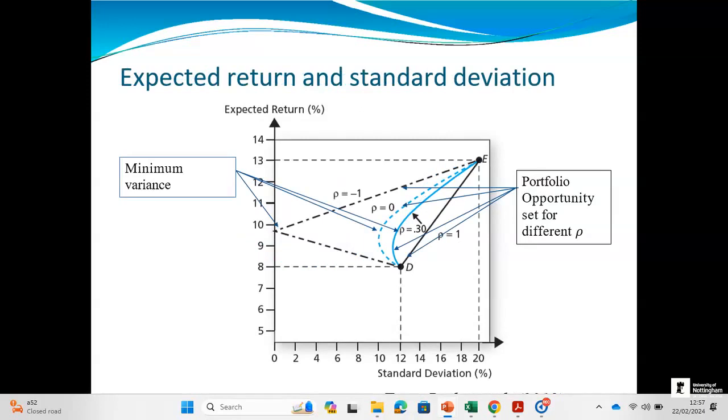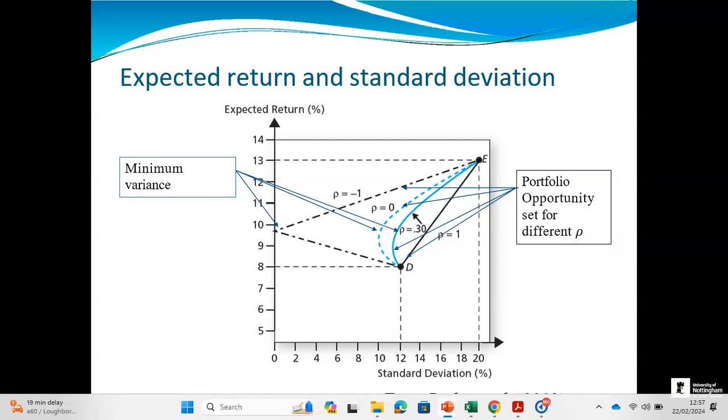Okay, so this is another way to look at the same thing. In the last session, I showed you the curve that shows the combination of all the portfolios that you can create given the number of assets that you have at a particular point in time, or that you're considering in your portfolio.